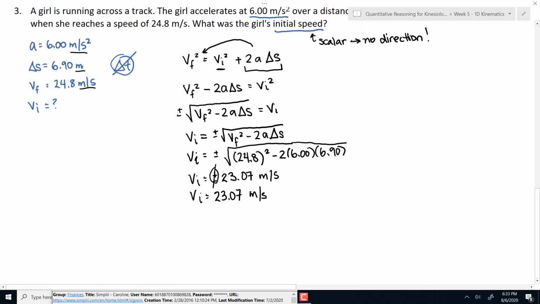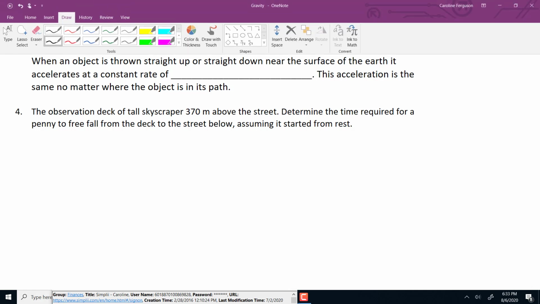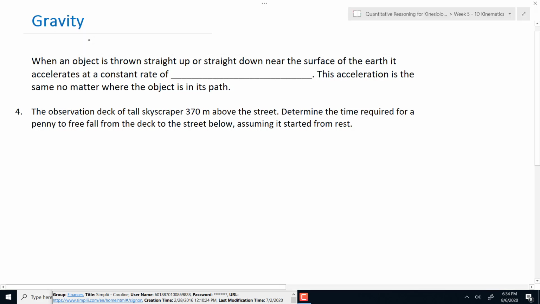All right, so let's move on to the next page. Gravity. When an object is thrown straight up or straight down near the surface of the Earth, it accelerates at a constant rate of 9.80 meters per second squared. Okay, this number, you need to know it. You need to have this number memorized. It won't be given to you.